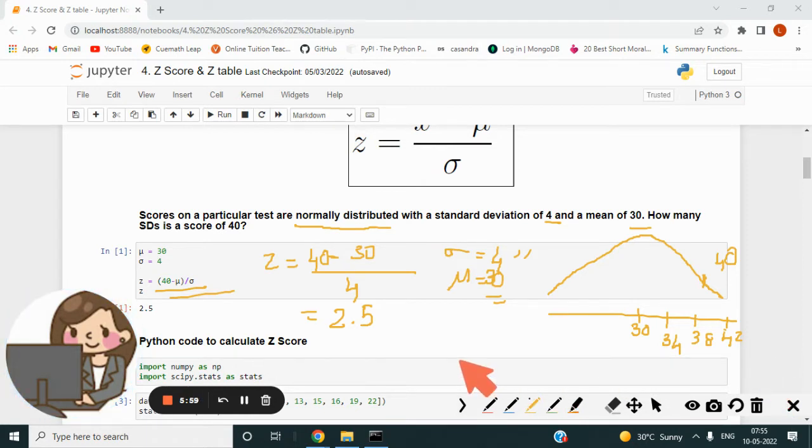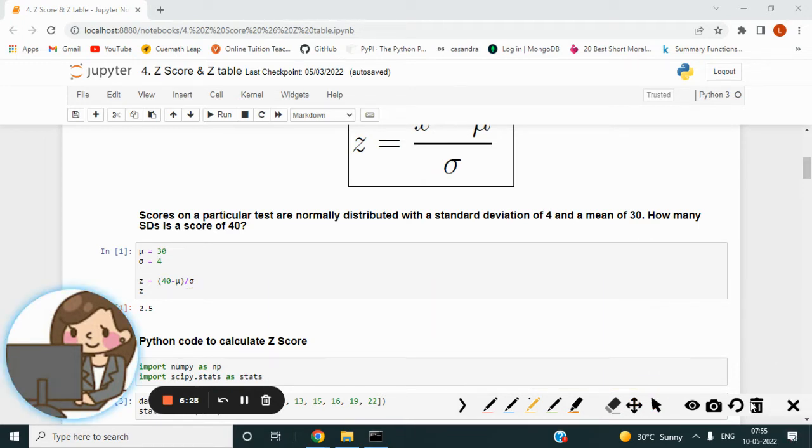Another way to see it is when we draw the graph: our mean will be 0, this is standard deviation 1, this is standard deviation 2, so somewhere here is 2.5. Whatever intersects here, there lies the score we are interested in. So it is 2.5 standard deviations away from the mean. That is how the z-score helps us find the distance from the mean.